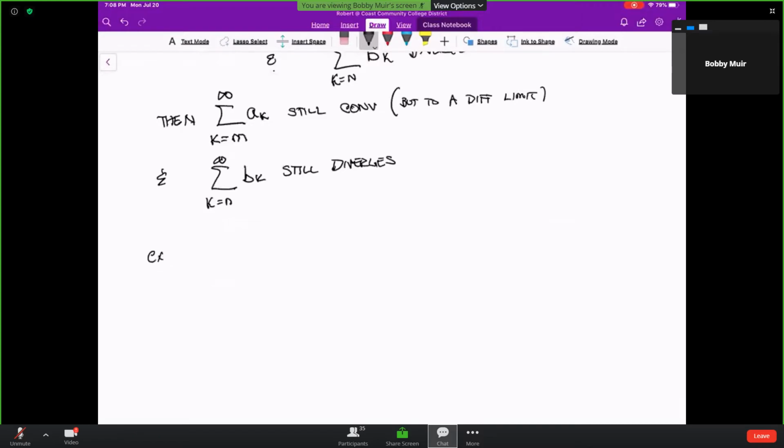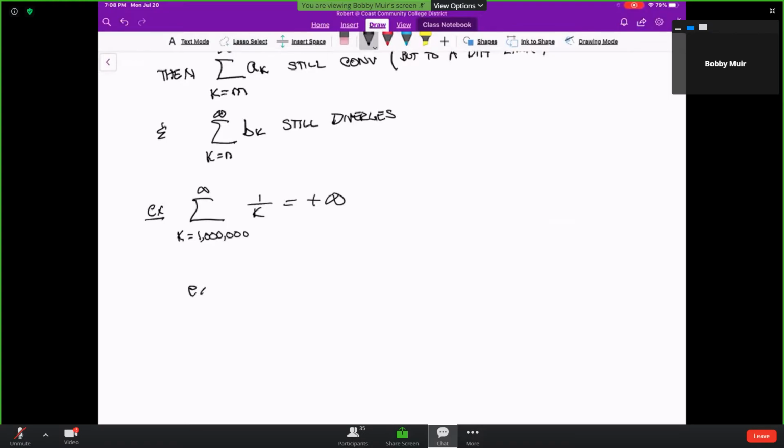Okay, so what I mean by that is this. We already know that the harmonic series diverges. So even if I start at 1,000,000 and go to infinity, it's still going to add up to positive infinity. Okay. Now, just to show you this, for example, we know that when you start at 0 and go to infinity of, let's say, 1/2 to the n, it adds up to 2.